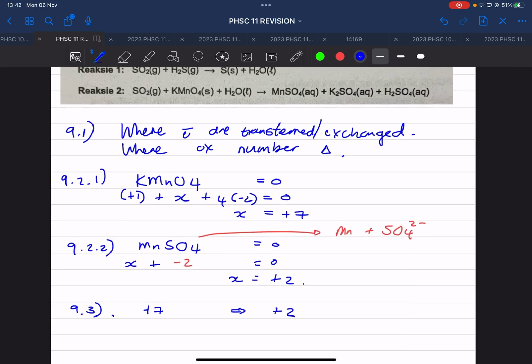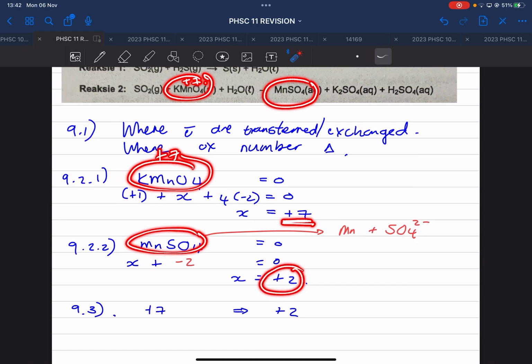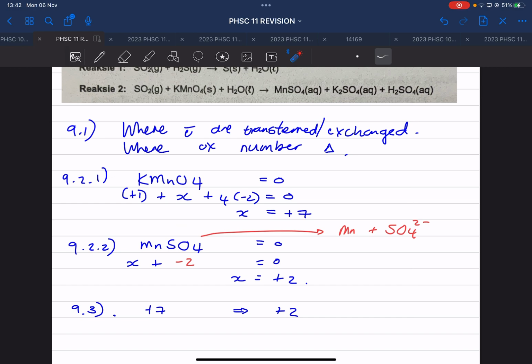So where do I get +2 and +7? That thing at the beginning is +7. No, manganese is +7 in it. Manganese specifically is +7. It goes to that thing where manganese is +2. So don't look at the whole thing again. Go from +7 to +2.